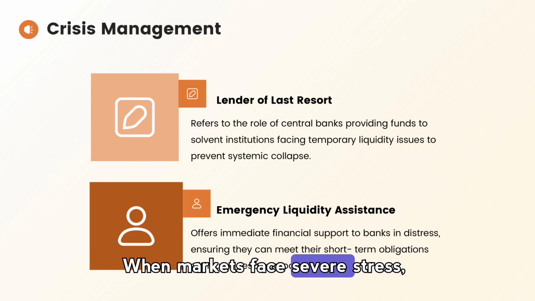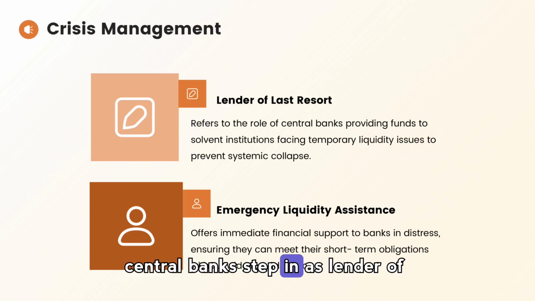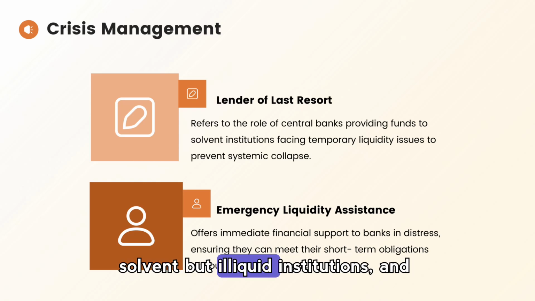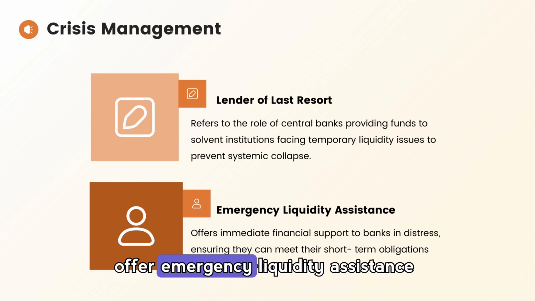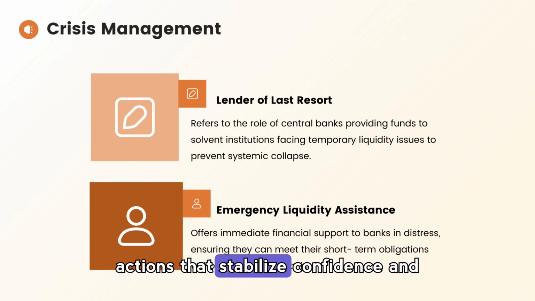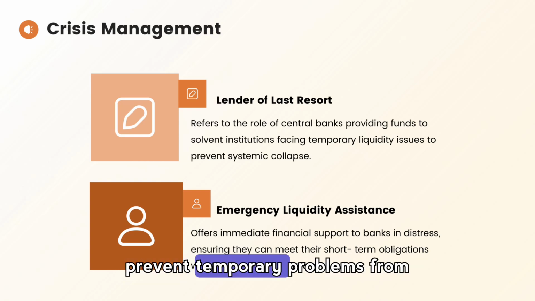When markets face severe stress, central banks step in as lender of last resort, providing liquidity to solvent but illiquid institutions, and offer emergency liquidity assistance to prevent runs and contagion, actions that stabilize confidence and prevent temporary problems from becoming systemic crises.